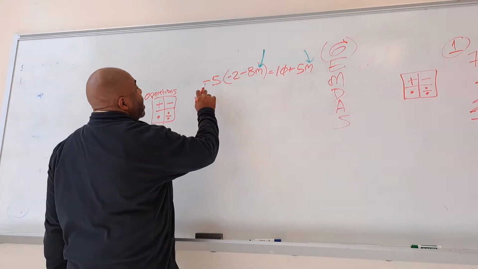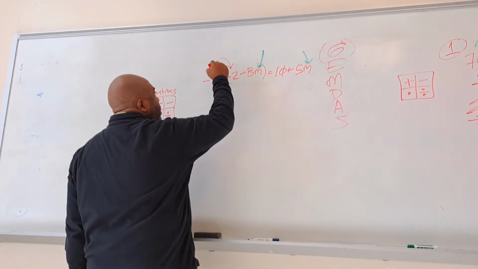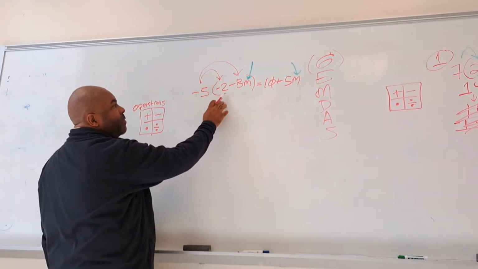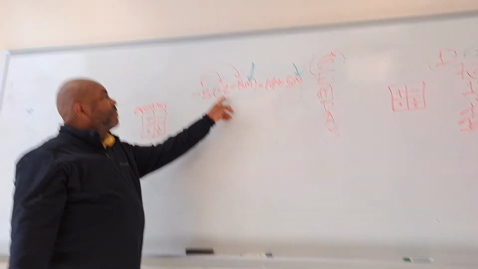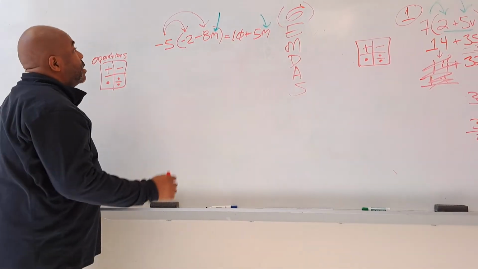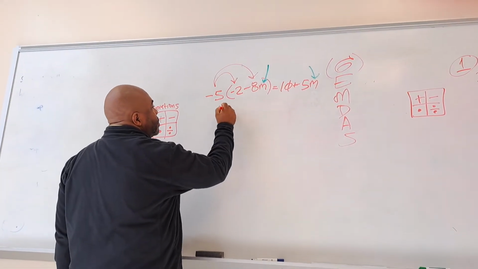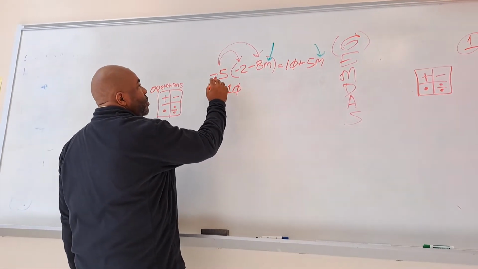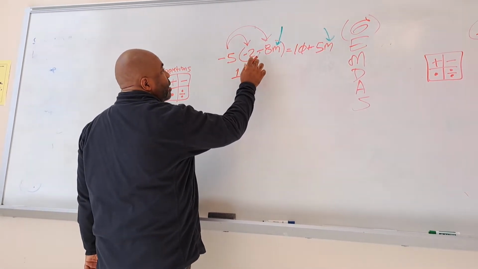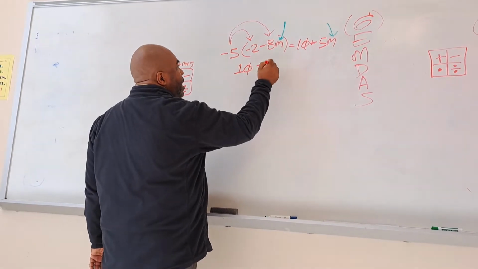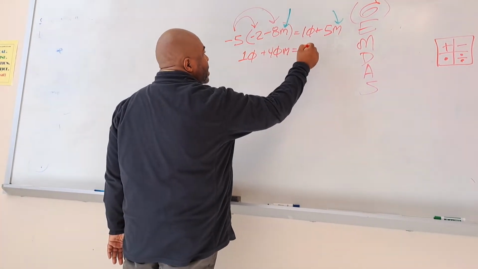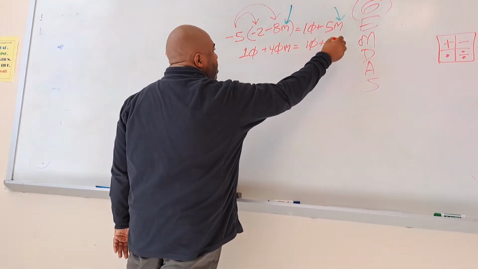So -5 times -2 and -5 times -8m, because I can't combine -2 and -8m. -2 is part of the number family. -8m is the m family. So -5 times -2 is going to be 10. Two negatives make a positive. And -5 times -8m is going to be positive, 5 times 8 is 40m. And on this side I have 10 plus 5m.